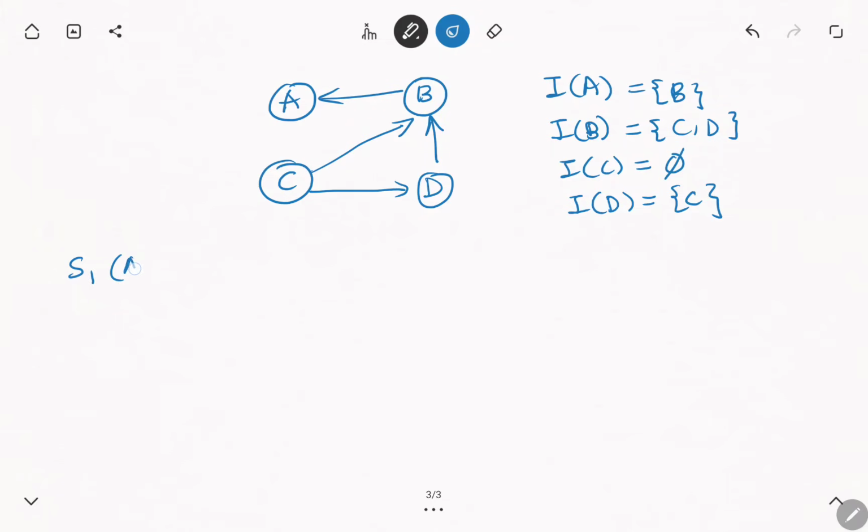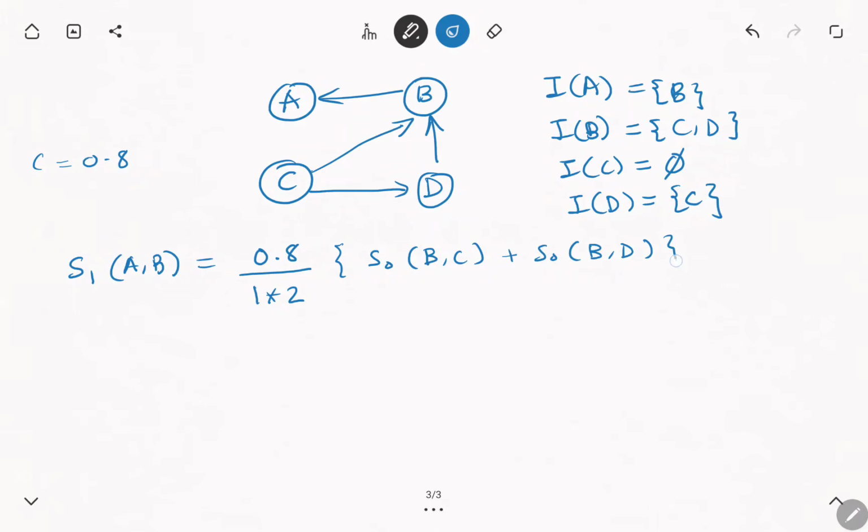S1 of, say, A comma B, 0.8 upon, assuming decay factor C is 0.8, so 0.8 upon 1 into 2, cardinality of IA into cardinality of IB, and then the sum of S0 of B comma C. In fact, if you can see, if there is no commonality between the in neighbor sets, it is always going to be 0 because our S0 assumption is 0 for x comma y pairs.